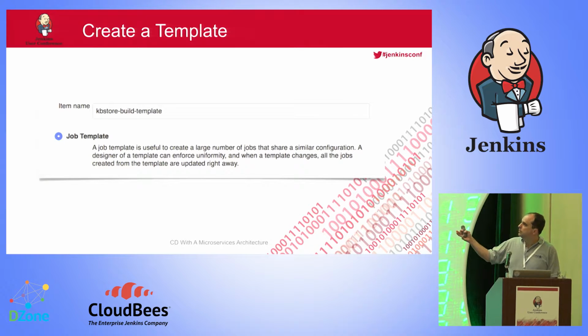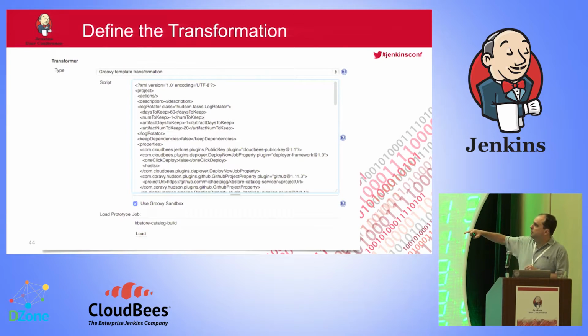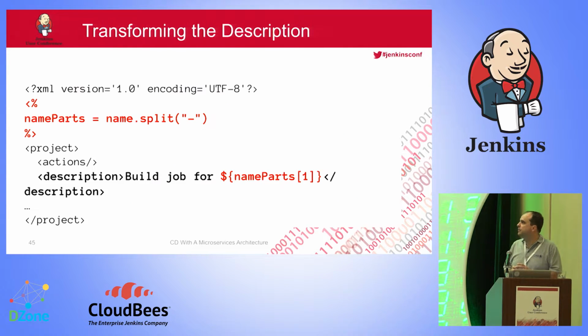So to create a template, I'm going to create something called KB store build template. And this should be a job template. The first step in building templates is to have a working job available that you want to use as your baseline. And so we just built KB store catalog build. And so when you load that, the config.xml gets loaded into the script text area. And now our job is to go in and write a little bit of code in there to customize the parts that we want customized.